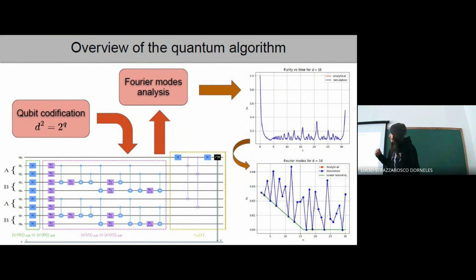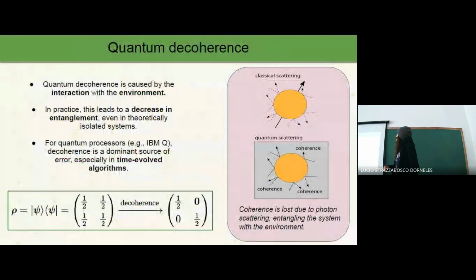So I'm going to talk about some details to make sense of the results I'm going to present later. One of the biggest problems today in quantum computing, when we try to make an experiment or a demonstration, is a phenomenon called decoherence. Here I have an image that explains it in a really simple way. When you have a classical scattering, say a particle, this orange circle, and we throw, say, a photon, on average it does affect the motion of this particle.